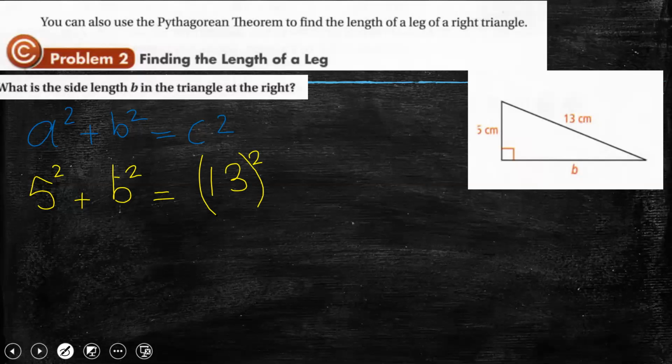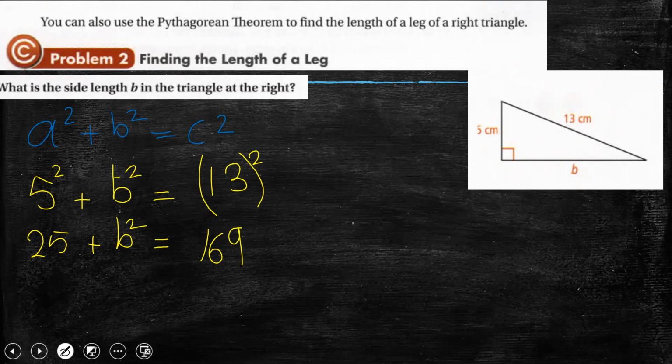Then let's solve it here. A squared is 25. B squared, keep it as it is. And 13 squared. What is 13 squared? 13 times 13 is 169. Exactly.